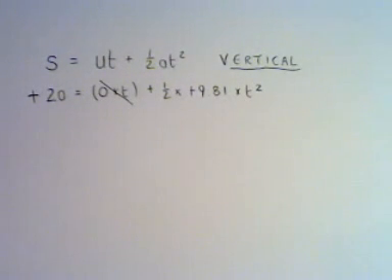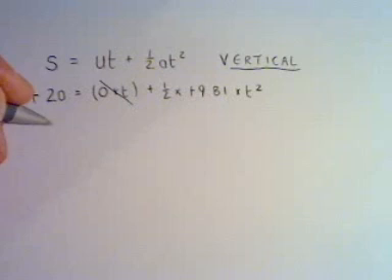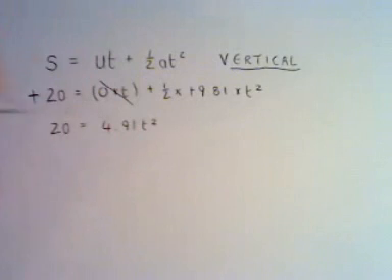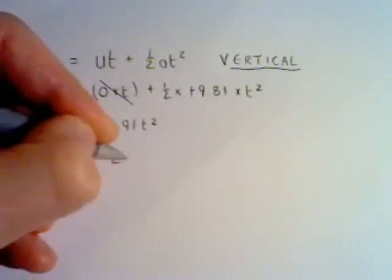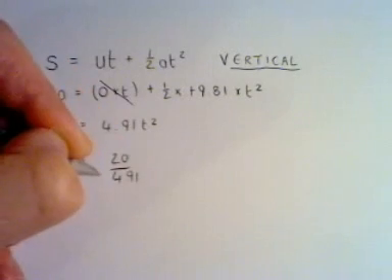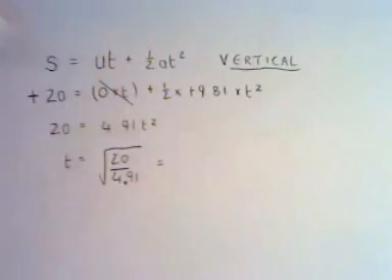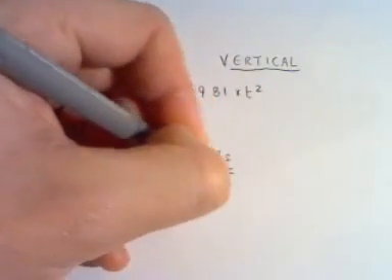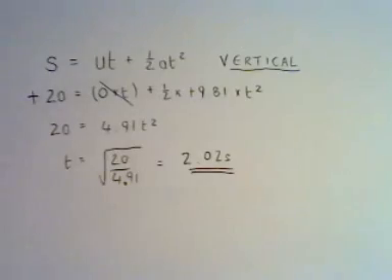having prepared this in advance, I'm just going to calculate here the right hand side. 0.5 times 9.81 gives us 4.91, so that becomes 20 equals 4.91 t squared. So t will be 20 divided by 4.91, all square root, which is 2.02 seconds. So there's our time of flight.